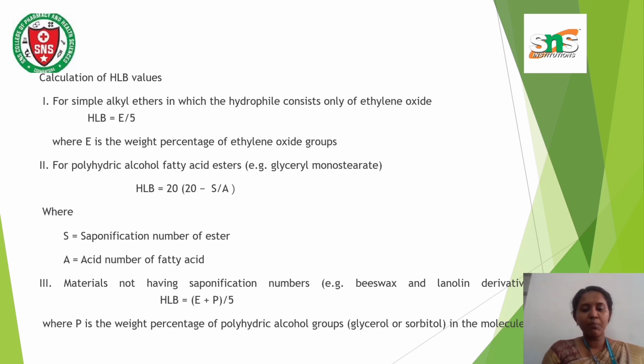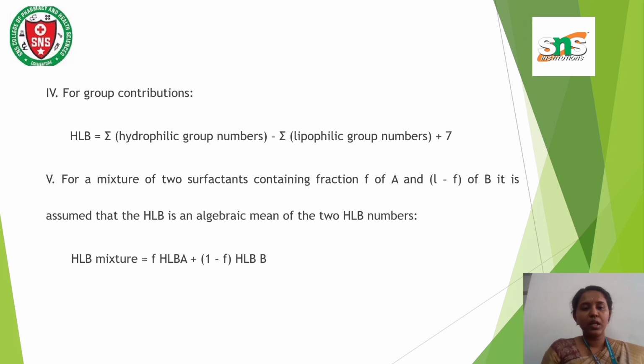For materials not having a saponification number, for example beeswax and lanolin derivatives, HLB equals (E plus P) divided by 5. P is the weight percentage of the polyhydric alcohol group in the molecule, that is, glycerol or sorbitol is used as the polyhydric alcohol group. Third, by group contributions, HLB equals the summation of hydrophilic group numbers minus the summation of lipophilic group numbers, plus 7.